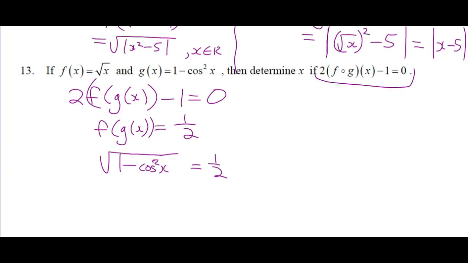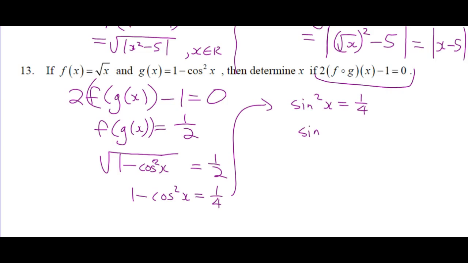We can solve this. We've got to square both sides to get rid of the radical sign. So we end up with 1 minus cos squared x is equal to 1/4. What's 1 minus cos squared? Sine squared. So this becomes sine squared x is 1/4. What's sine x? Plus or minus 1/2. Right? So you're going to square root both sides. The square root of 1/4 is plus or minus 1/2.